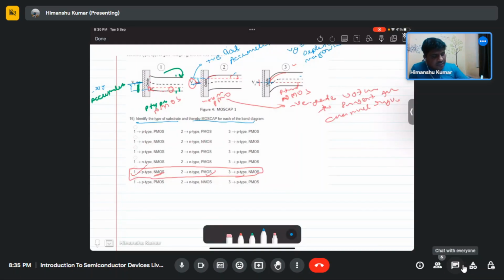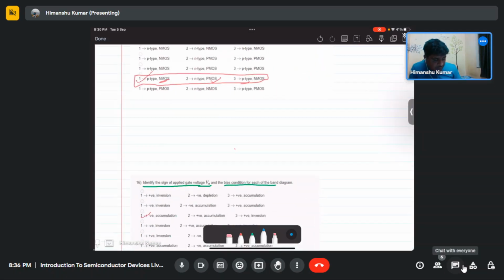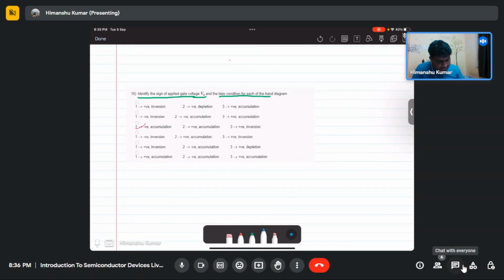Here there will be more n-type electrons, and the holes will move away. From here you can also see at the interface, this EC minus EF, the gap, is widening. That means holes are removed from the interface, or electrons are put at the interface. Based on this choice, this is negative. So the correct answer is negative accumulation, positive accumulation, and positive inversion.